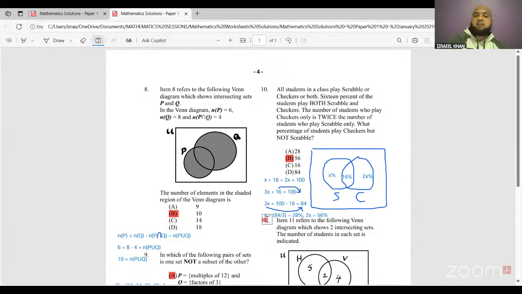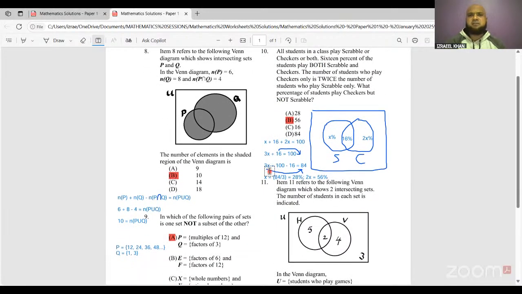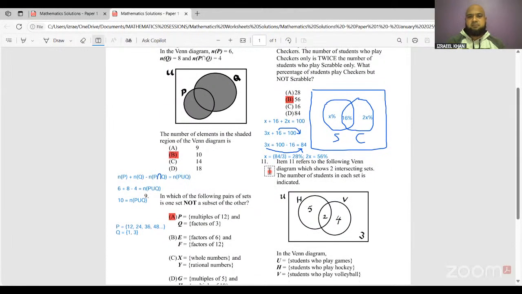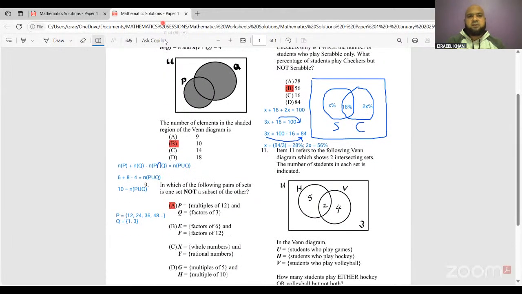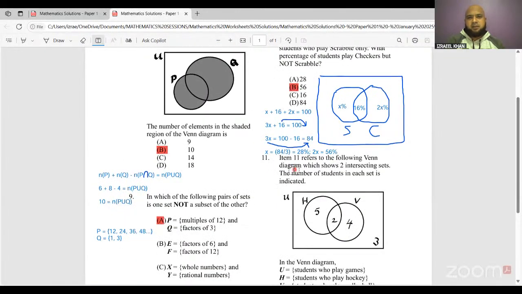But they didn't ask for x. They asked for who is playing checkers, but not Scrabble, right? That is checkers only, which is actually 2x. So you multiply the 28 by 2 to get 56, which is B. This would have been a question that would delay some, what I call time waster questions, in terms of it sucks up your time, but we gotta have our head on. Just saying, you know, this kind of instruction to make things a little bigger. I hope this is fine.